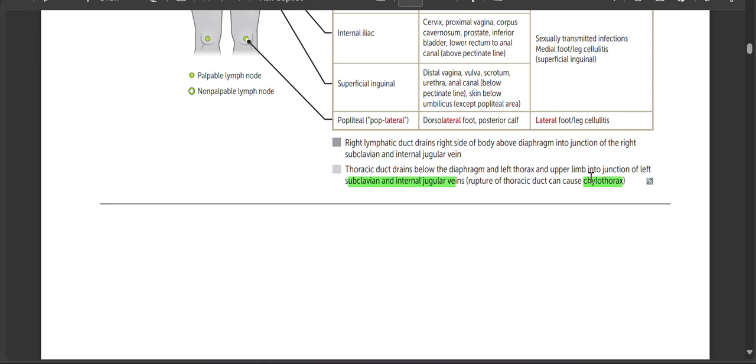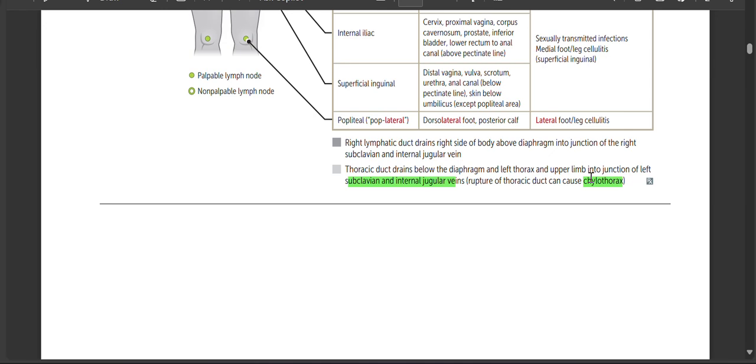Like a milky white? Yes. And the reason why it's milky white is because of all the fat that it has. The reason why it has so much fat is because of all the chylomicrons which are deposited in the lymph.